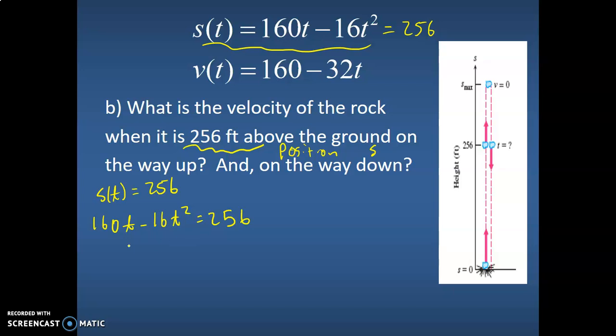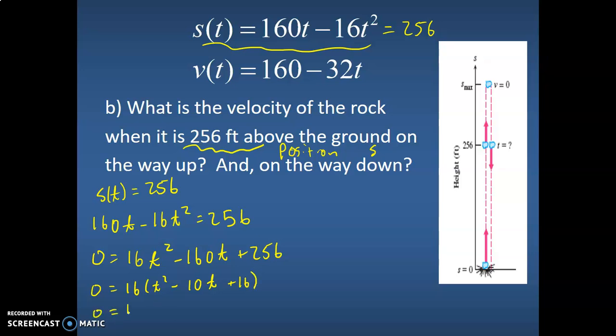In order to solve a quadratic, we want to make it equal to 0. I'm going to move it over to make the quadratic term positive. 16t squared minus 160t plus 256. I can pull out 16. So 16 times t squared minus 10t plus 16. And then I can factor t minus 2, t minus 8. So the position is equal to 256 feet when I solve this equation. So when t is equal to 2 and when t is equal to 8 seconds.